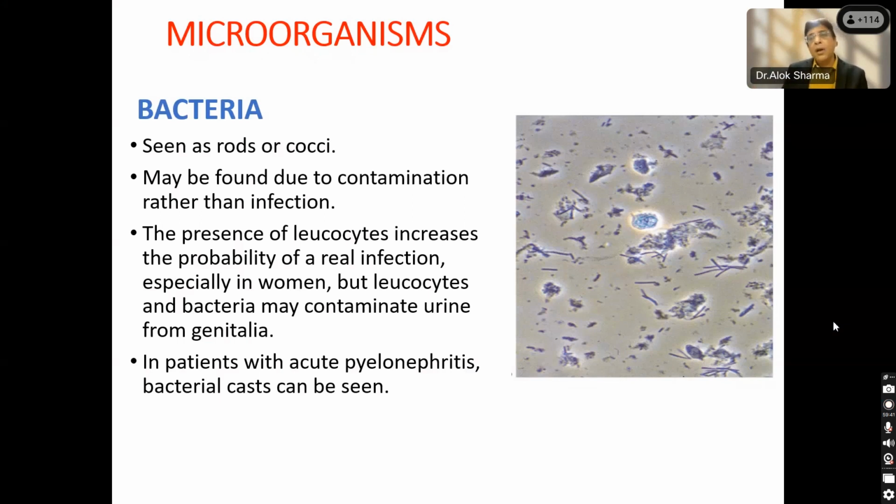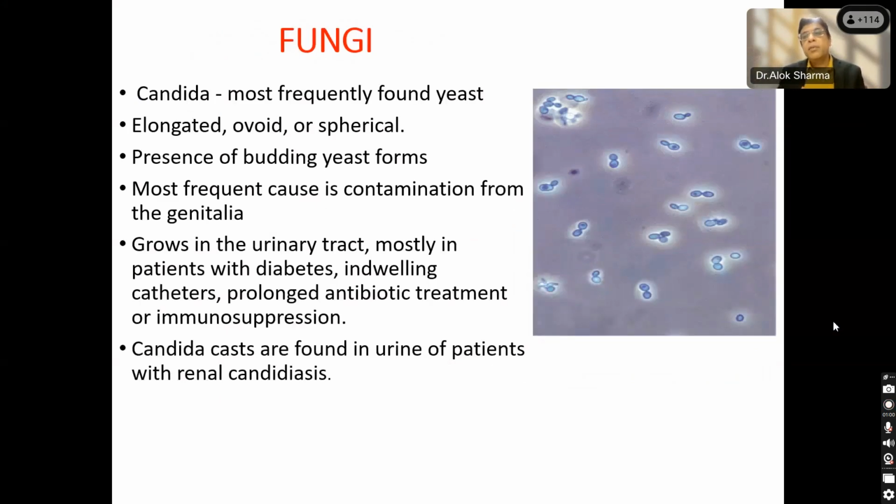And just like other casts, I've seen in patients who have severe acute pyelonephritis, you can actually see bacterial casts. You will have Tamm-Horsfall protein casts in which numerous bacteria are embedded. So just like any other cast, you can have bacterial casts also, and they usually indicate a severe pyelonephritis. Similarly, the same basic algorithm would go for fungi also.